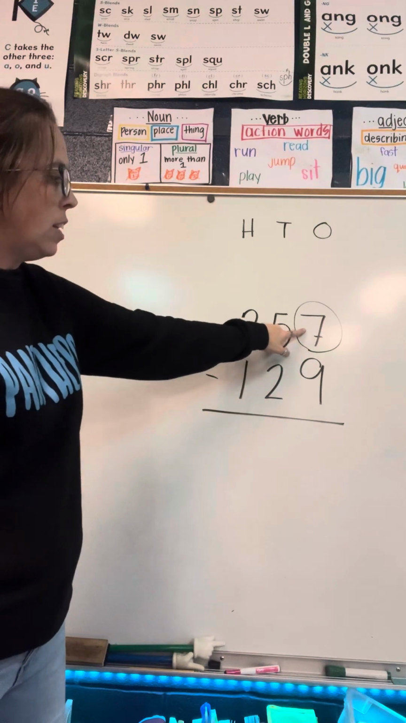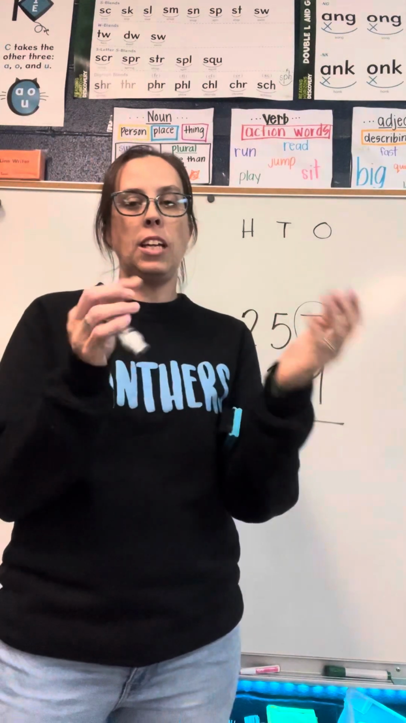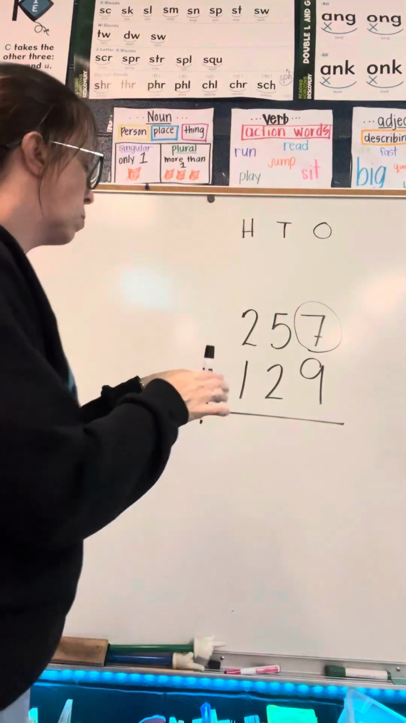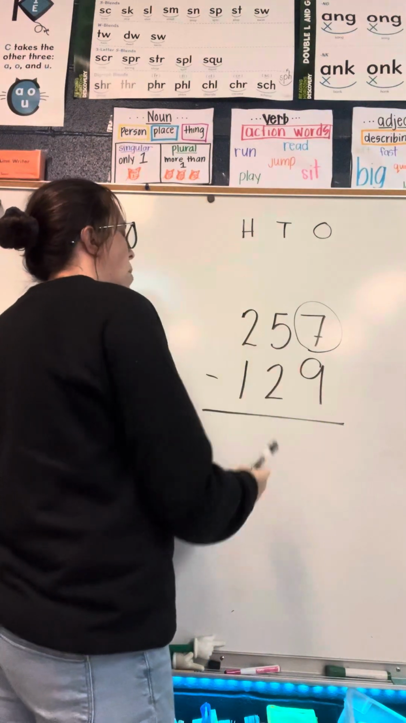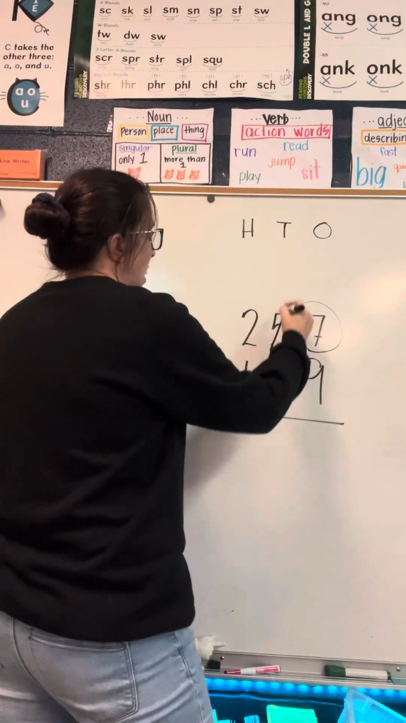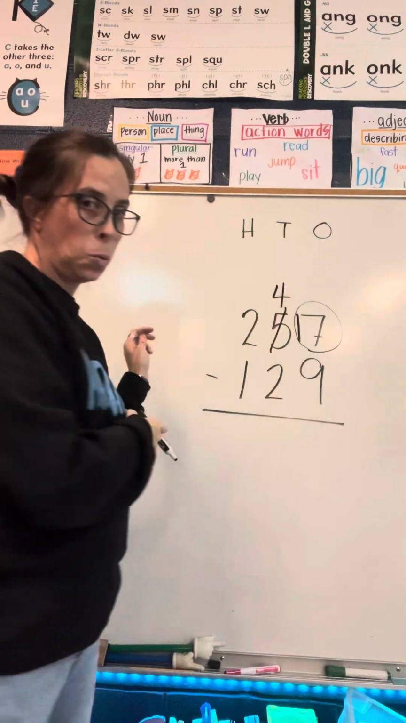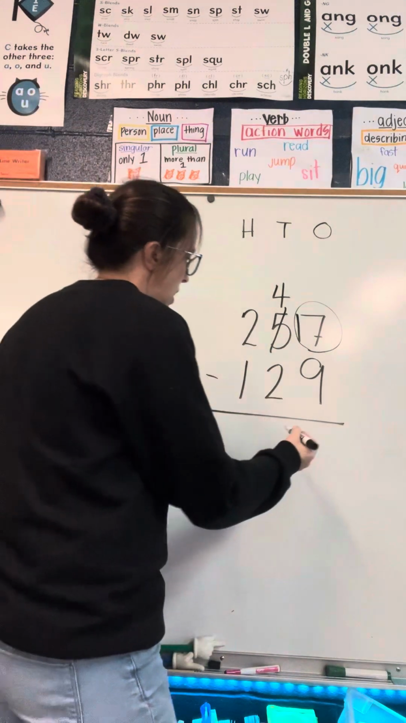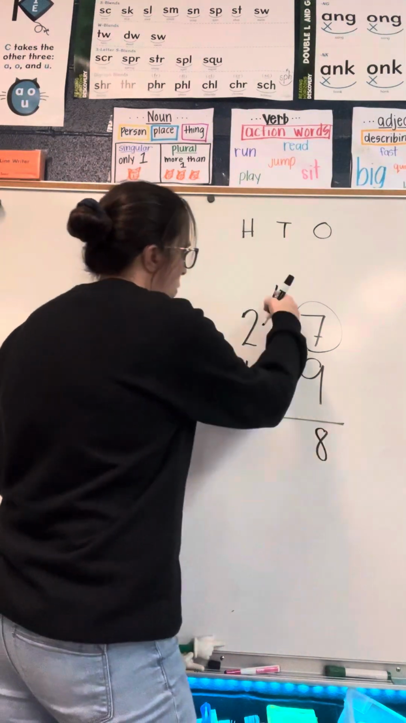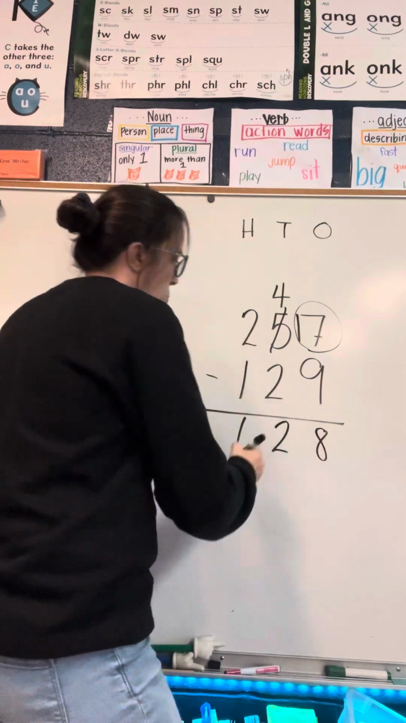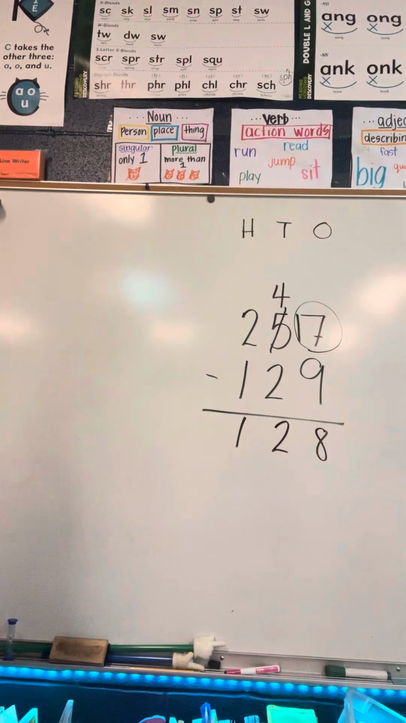I say I have 7. If I have 7 of something, I can't take 9 away from that. It's not possible. So I'm going to go next door. Knock, knock, knock. Can I borrow a 10? Sure. I'm going to give him a 10. But he gave me a 10, so now he only has 4. So I've got 17 minus 9 equals 8. 4 minus 2 equals 2. And 2 minus 1 equals 1. So my answer would be 128.